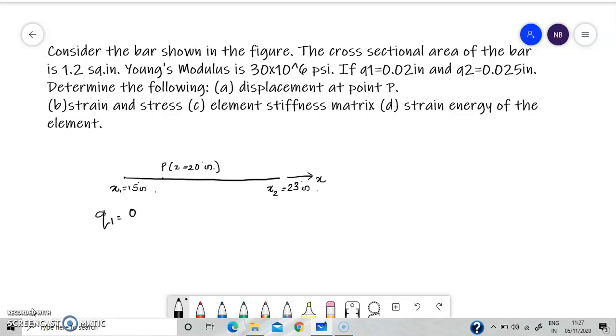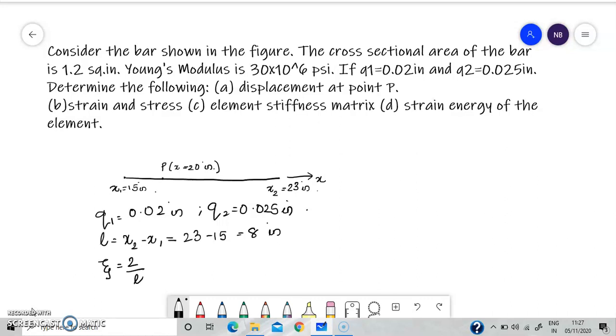So we know that Q1 is 0.02 inch, Q2 is 0.025 inch, L equals x2 minus x1, and that is 23 minus 15. So the length of the bar is 8 inches. Zeta in terms of x is given by 2 by L times x minus x1 minus L by 2. Substituting all these values, we get zeta as 0.25 at P.